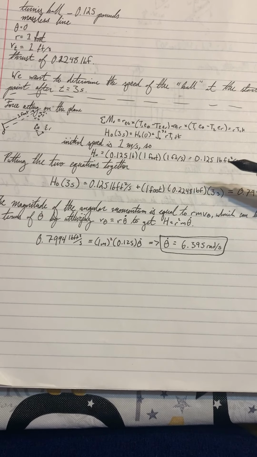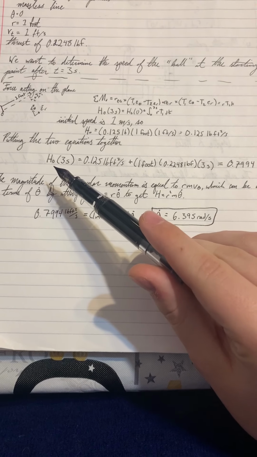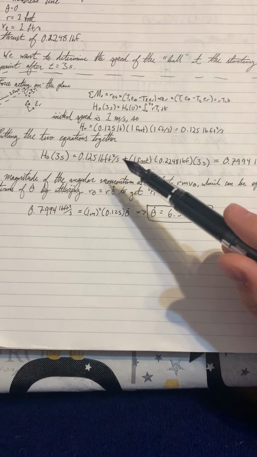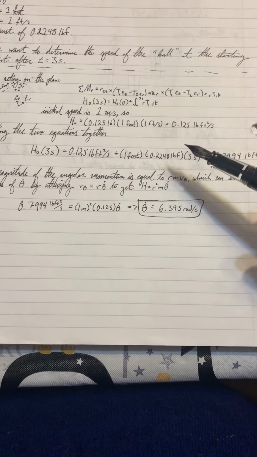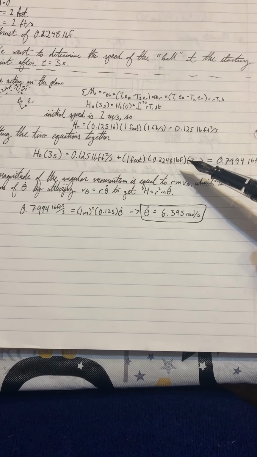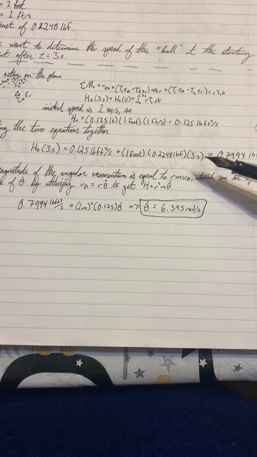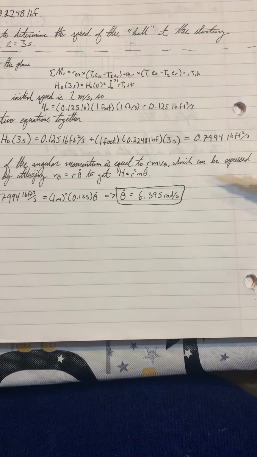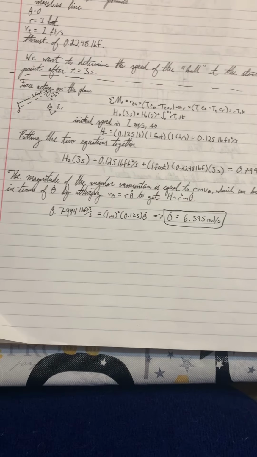Then we're going to put the two equations together. That's this right here. So we have h at 3 seconds, which is what we just found, plus 1 foot times 0.2248 pound force, which, as I said, is equal to 1 Newton, multiplied by the time, 3 seconds. That's going to equal 0.7994 pound-feet squared per second.